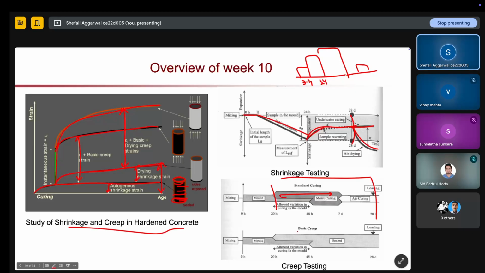But when you are measuring your creep, after demolding only, you are sealing your specimen, and then after 28 days, the loading process will be the same, but in this case you are curing it in a sealed condition.